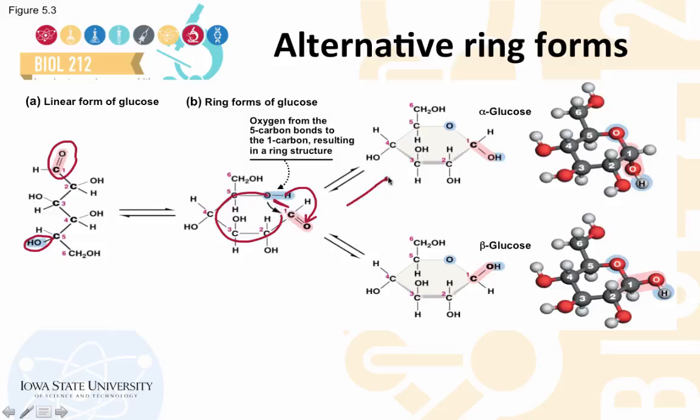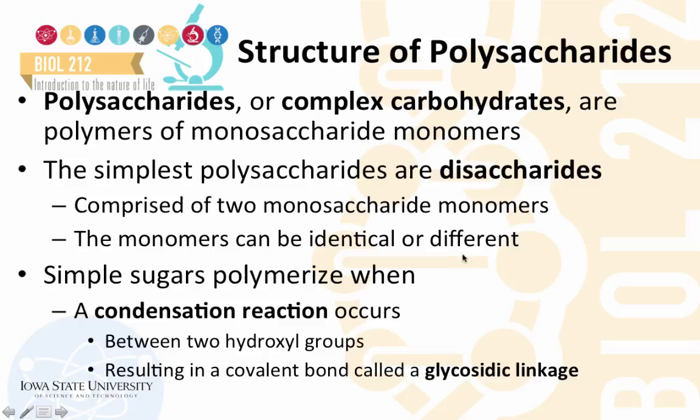This leads to two arrangements, one in which the hydroxyl group is present below the plane of the ring, as shown in alpha glucose, or the placement of the hydroxyl group above the plane of the ring structure, as seen in beta glucose. These two are distinct molecules, and as a result can form distinct linkages with other monomeric units.